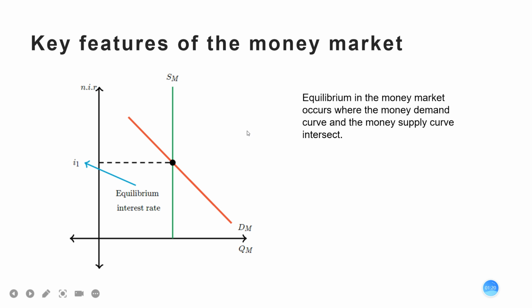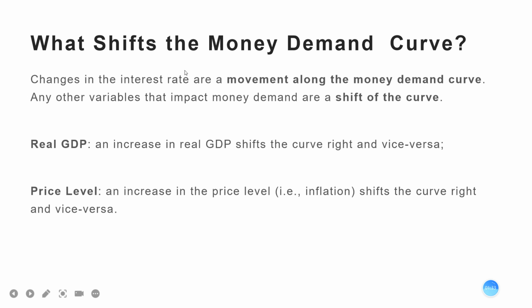And the equilibrium in the money market occurs where the money demand curve and the money supply curve intersect. So what shifts the money demand curve? Changing the interest rate is a movement along the money demand curve, and any other variables that impact money demand shift the curve. Like real GDP: an increase in real GDP shifts the curve right and vice versa, and an increase in the price level shifts the curve right and vice versa.